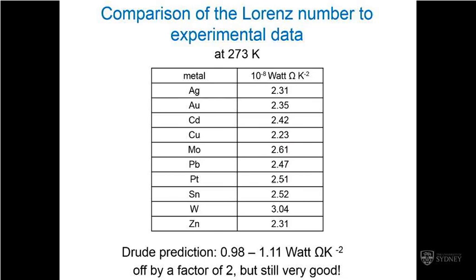And, a quick look, you can see pretty fast that they mostly begin with 2 point something. Okay, this one's a little bit larger, tungsten here, but they are all of the order 10 to the minus 8 watt ohm per Kelvin squared. Okay, so remember that Drude's prediction was about 1, and so it's off by a factor of 2, but it's still very good. Okay, so that's one of the successes of Drude theory.